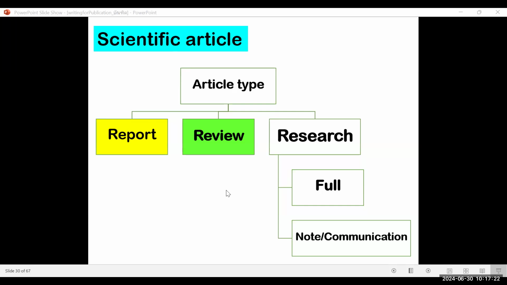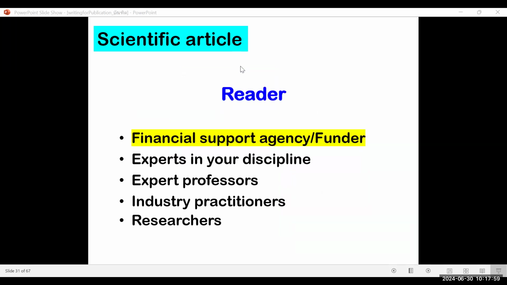How do journals differentiate between full research articles and notes or communications? It depends on the significance and impact of that work. If it does not have large significance or a lot of impact, it may be published as a note or communication, right? But for your graduation, I mean for students, it is supposed to be full publications.